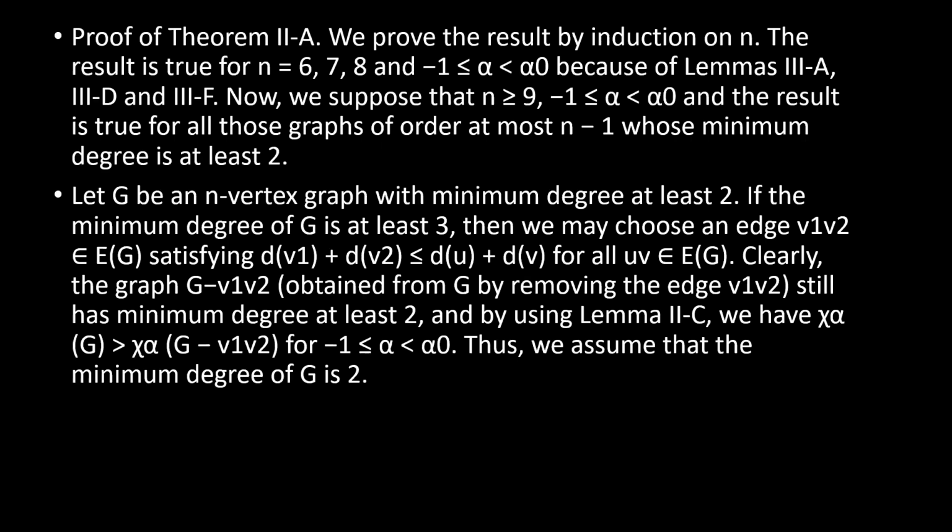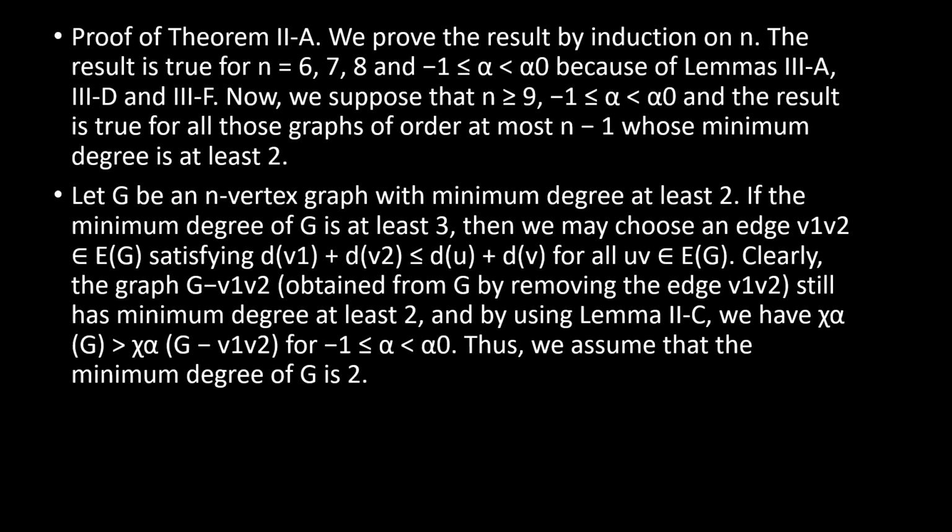Proof of Theorem 2a. We prove the result by induction on n. The result is true for n equal to 6, 7, 8 and −1 ≤ α < α0 because of Lemmas 3a, 3d and 3f. Now we suppose that n ≥ 9, −1 ≤ α < α0, and the result is true for all those graphs of order at most n − 1 whose minimum degree is at least 2.